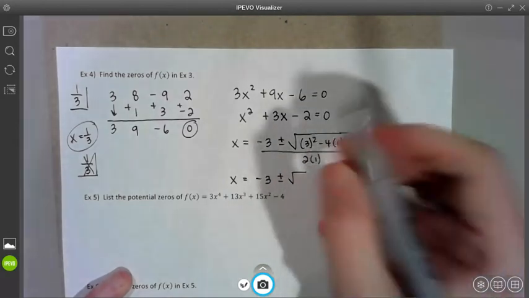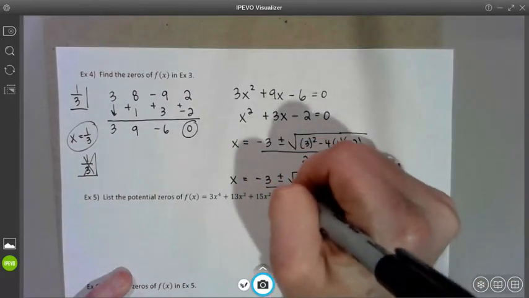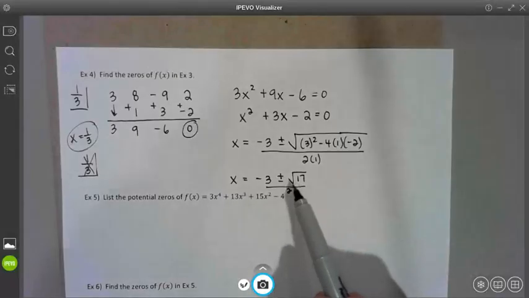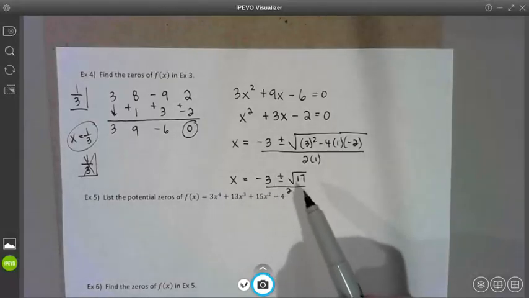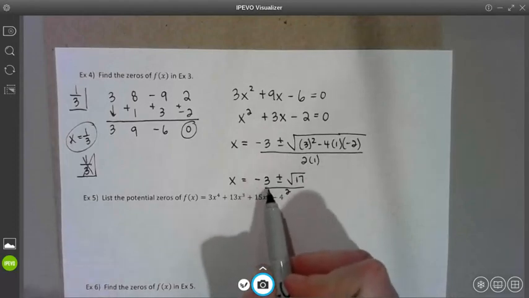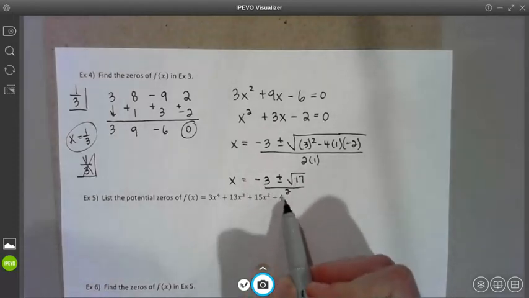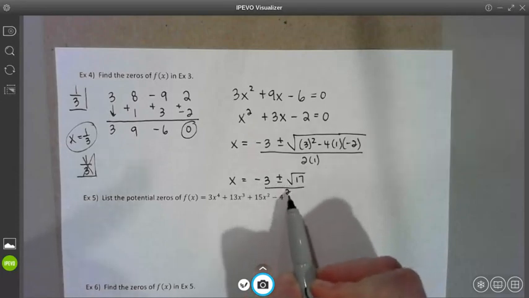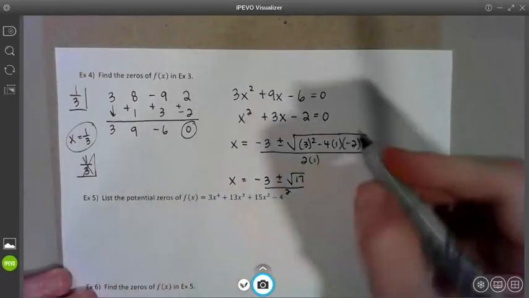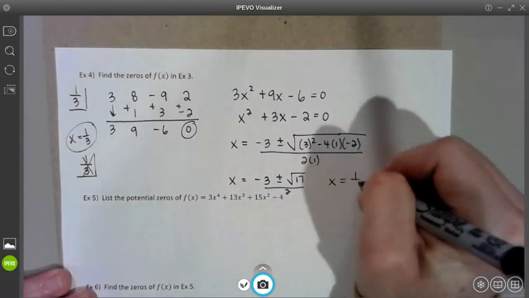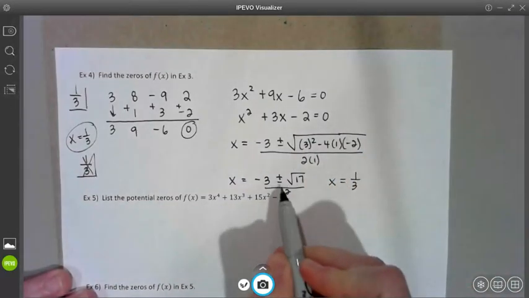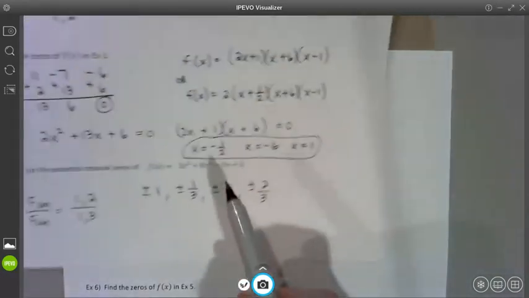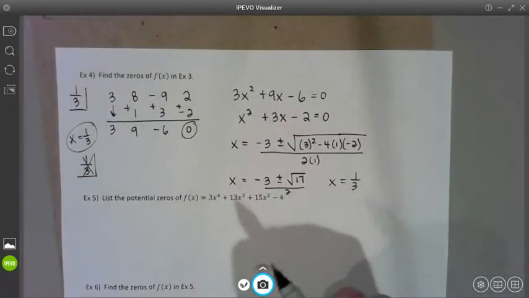It's going to be 9 plus 8 is 17 over 2. So yes, the square root of 17 does not simplify. So this is going to stay as an irrational zero. So technically, one zero is -3 plus root 17 over 2, and the other zero is -3 minus root 17 over 2. And then don't forget x equals 1/3. And those are your 1, 2, 3 real zeros to the degree 3 polynomial function we were working with in this example. Okay.